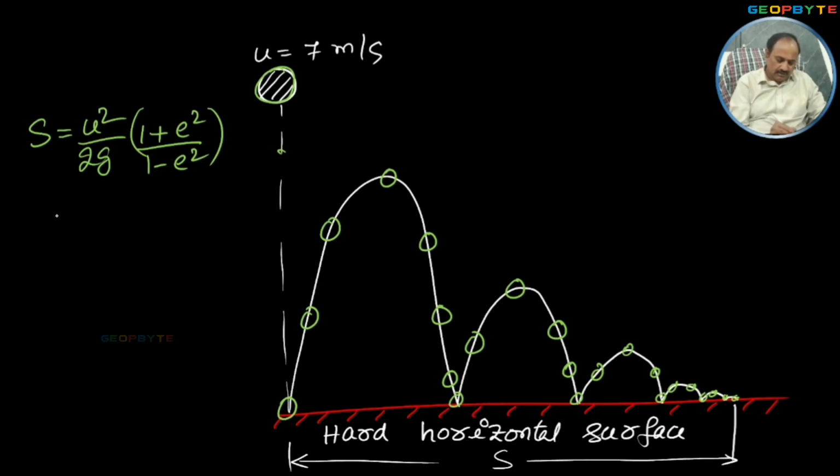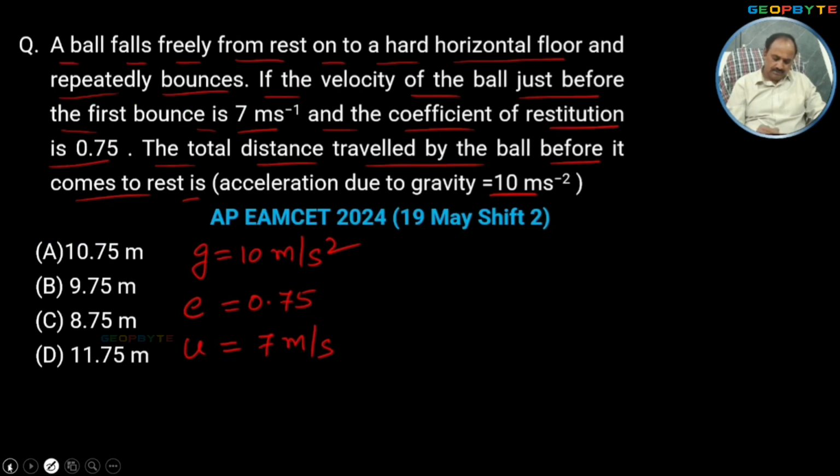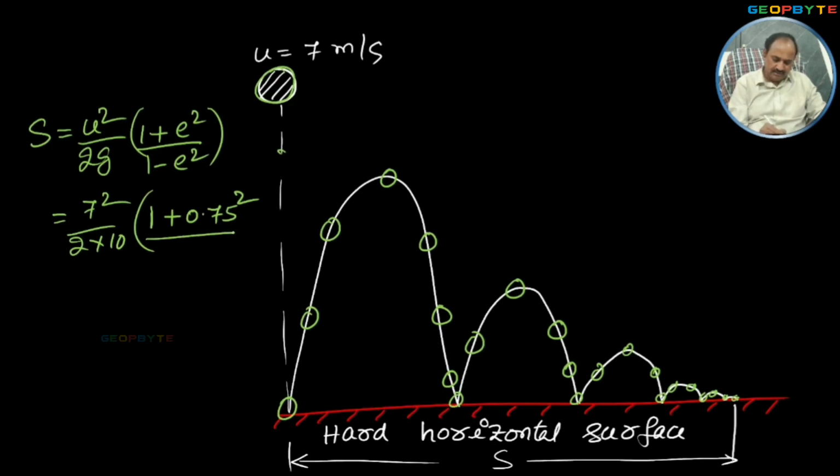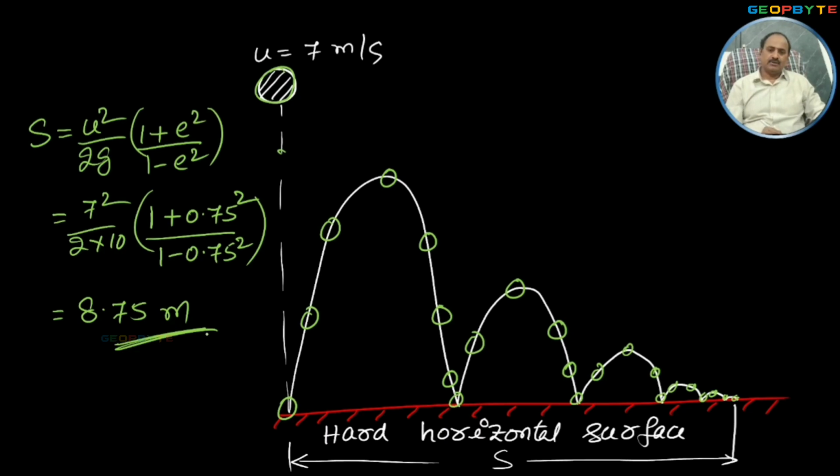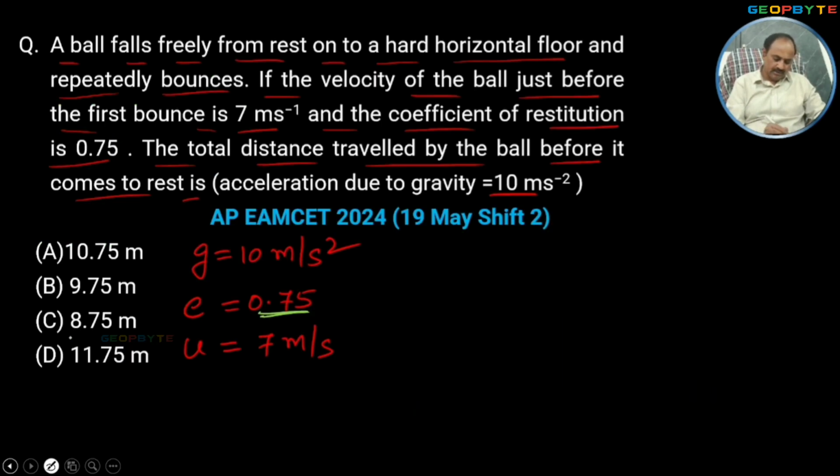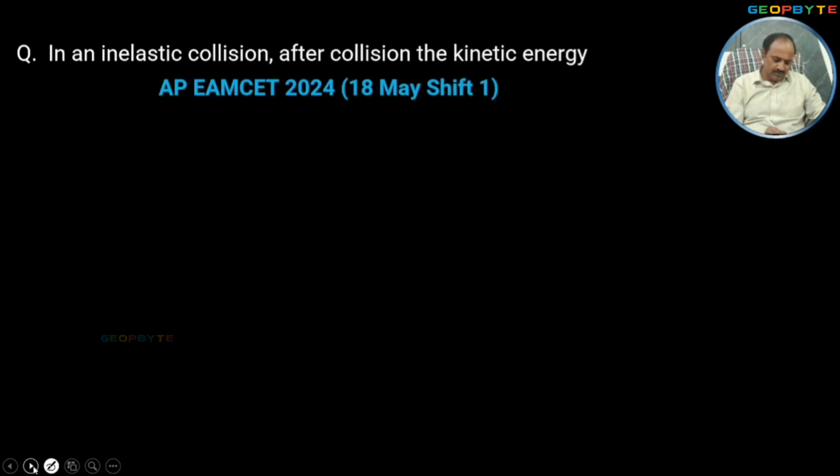This is the formula. Yes, u is given, 7 square by 2 into 10, into (1 plus 0.75 square), 0.75 being the coefficient of restitution, divided by (1 minus 0.75 square). You simplify this value for getting 8.75 meters. That is the distance traveled by the body before it comes to rest. Look at option C. Option C is absolutely correct. Understood clearly? Yes.